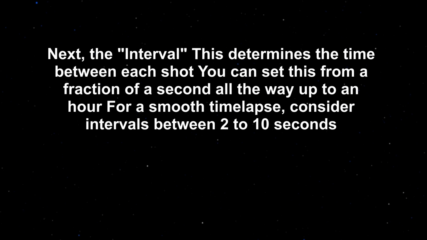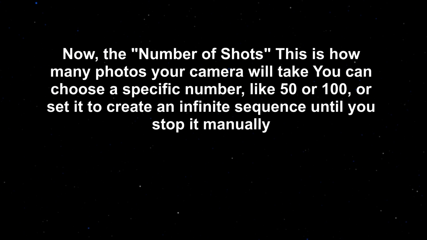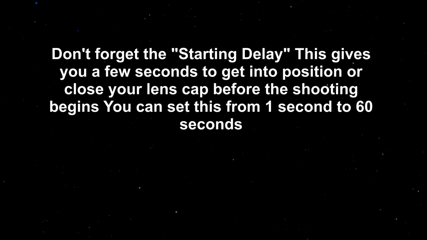Next, the interval. This determines the time between each shot. You can set this from a fraction of a second all the way up to an hour for a smooth time lapse. Consider intervals between 2 to 10 seconds. Now, the number of shots. This is how many photos your camera will take. You can choose a specific number, like 50 or 100, or set it to create an infinite sequence until you stop it manually.